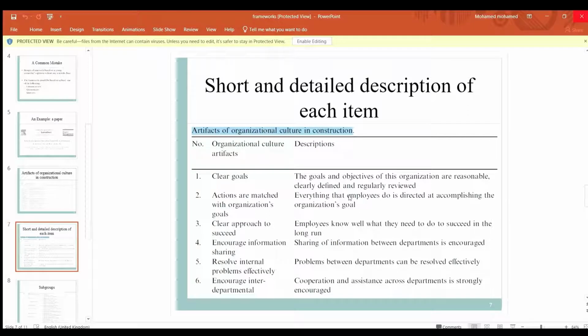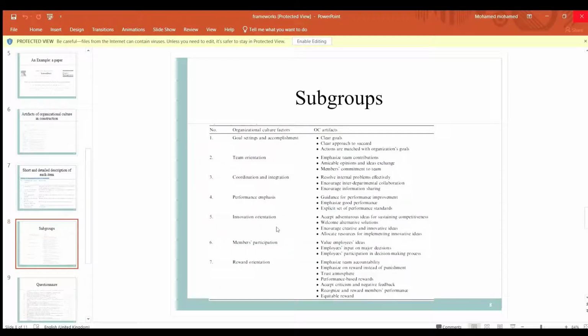So these are different items that are used to measure the organizational culture. It is not only that you make all these 26 different items, you need also to make some subgroups of these items. You can see that these subgroups, which are 7 subgroups, in each one of them there are different items. For example, for the first one, we have 3 items inside it.